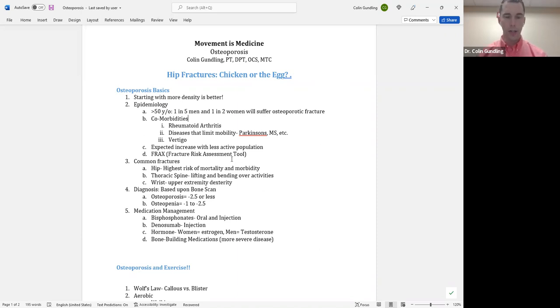The diagnosis of osteoporosis is based upon a bone scan. So it's your T-score, and a T-score of less than negative 2.5 would make you osteoporotic. Now, from -1 to -2.5 is osteopenia.